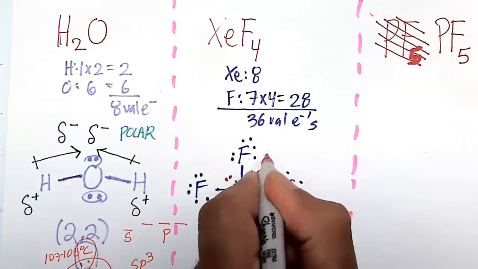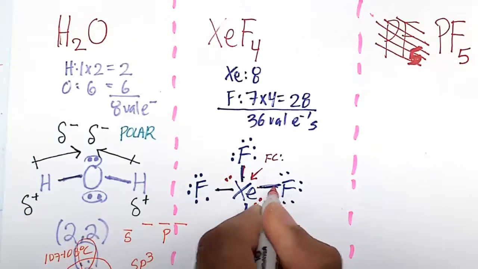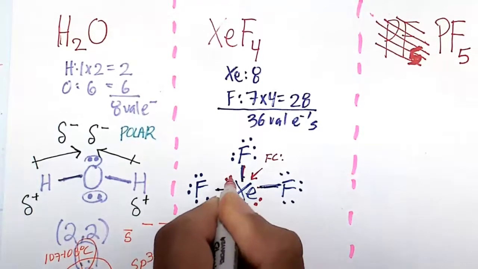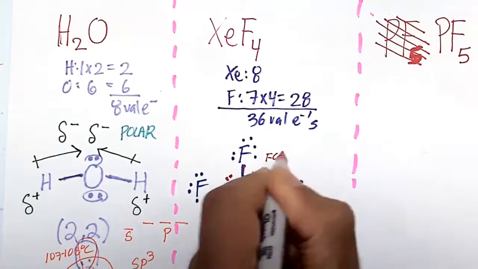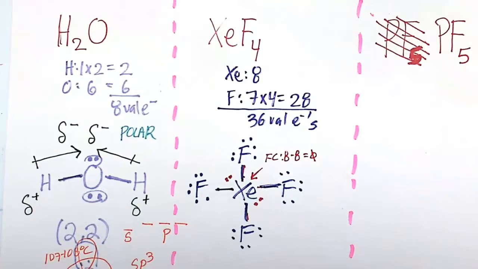So formal charge is most important. So 1, 2, 3, 4, 5, 6, 7, 8. Xenon is happy at 8. 8 minus 8 is 0. So that's a good thing. I'm very happy I put those red electrons back on the xenon because it minimizes my formal charge.